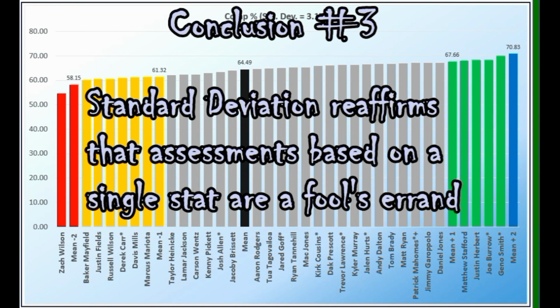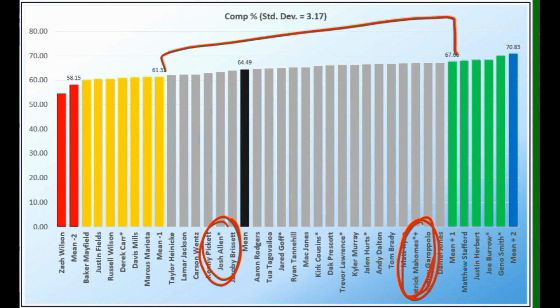And standard deviation also leads to this conclusion. If you're trying to draw any sort of firm conclusion or assessment based on a single stat, you're running a fool's errand. So let's take a look at that with Josh Allen and Patrick Mahomes for just a moment. Now, you'll notice both of them fall in the gray zone, which would be considered our normal or pretty much perfectly average. Now, a few sub-conclusions from that. If you had your choice again, Josh Allen and Patrick Mahomes, you'd go with the Mahomes completion percentage. So even within a category, we can do some kind of judgments or assessments based off of that.